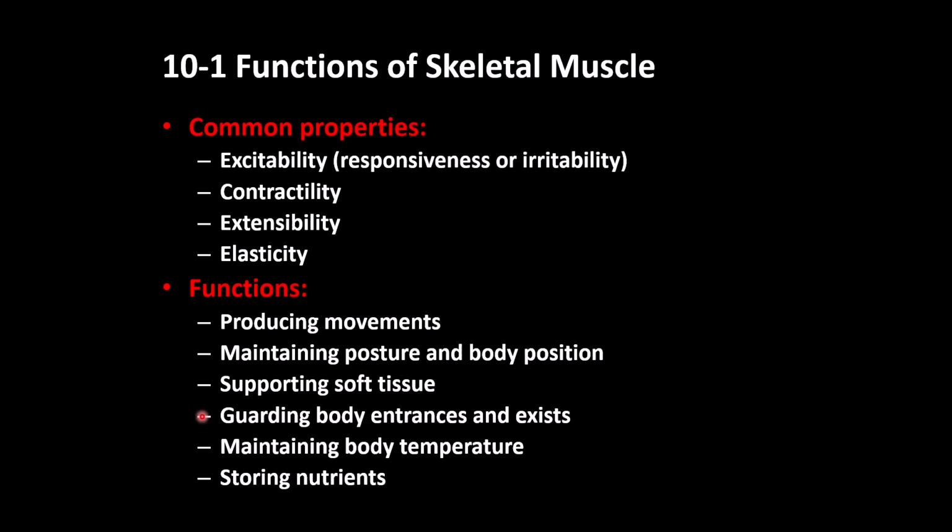It supports and protects some soft tissue. It's also located in different entrances and exits. For example, skeletal muscle is located around the eyes and around the mouth, so you can open or close your mouth. It's also located around the anal and genital or urinary area, and that is a way it's protecting those areas from entry of any insects or foreign body into the body, and also it's important for urination and defecation.